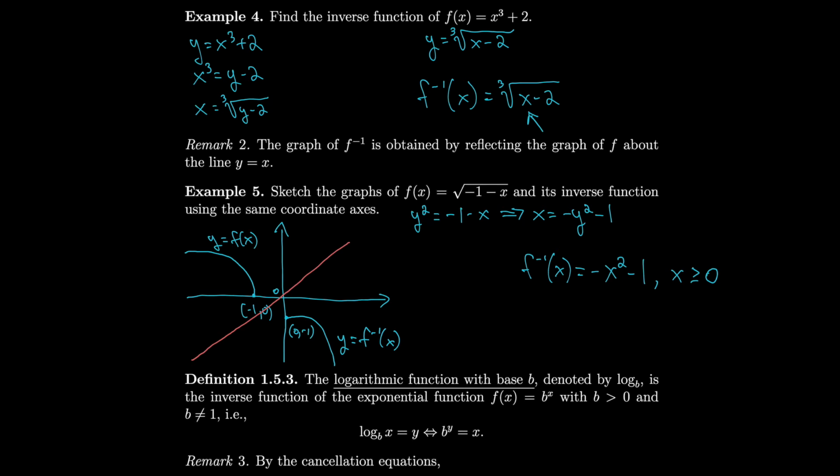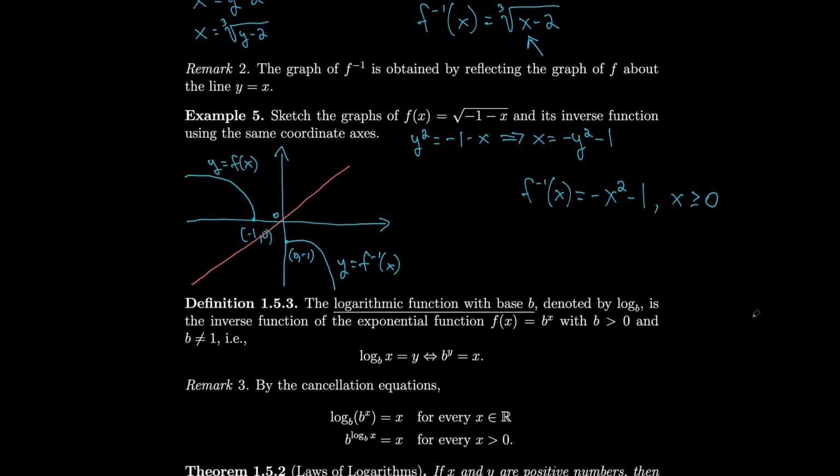Okay, let's talk about our logarithmic function now. The logarithmic function with base b, denoted by log base b, is the inverse function of the exponential function f of x equals b to the x, assuming that b is positive and b is not equal to 1. So we write log base b of x is equal to y if and only if b to the y equals x. So this is how we translate back and forth between logarithmic functions and exponential functions.